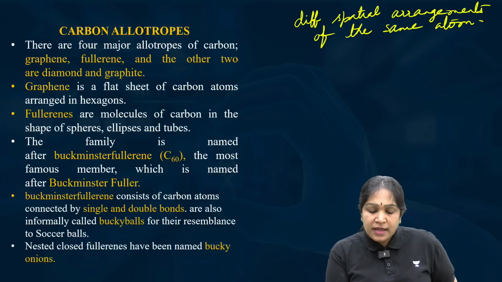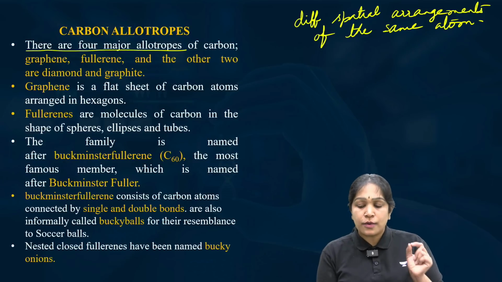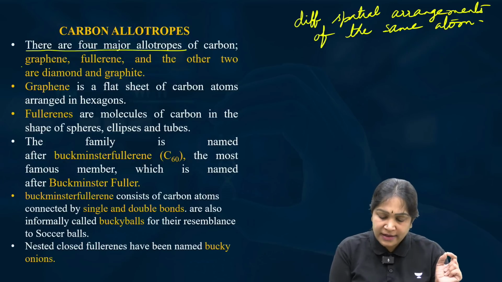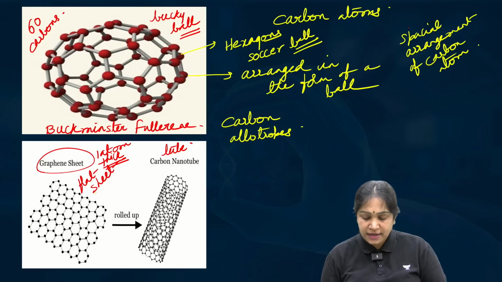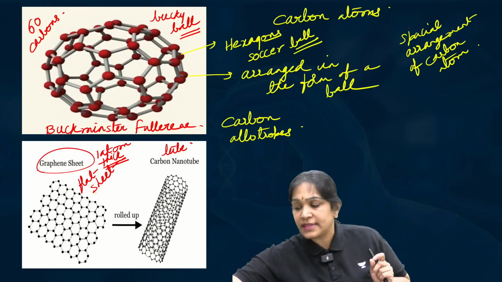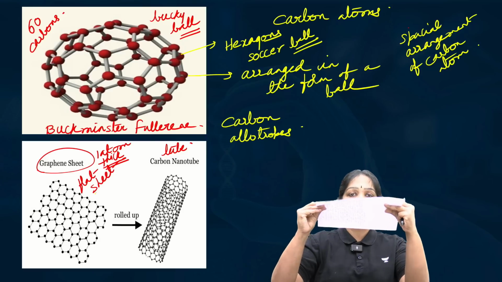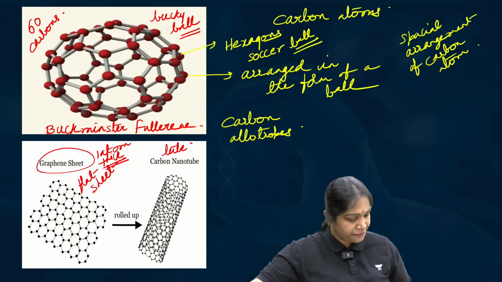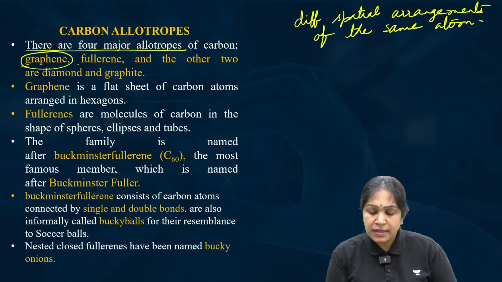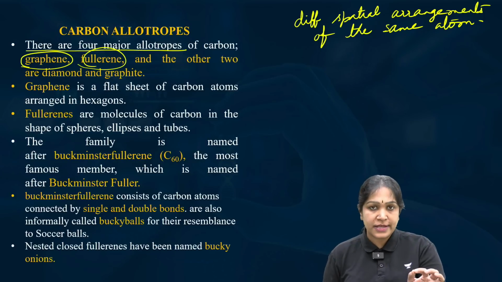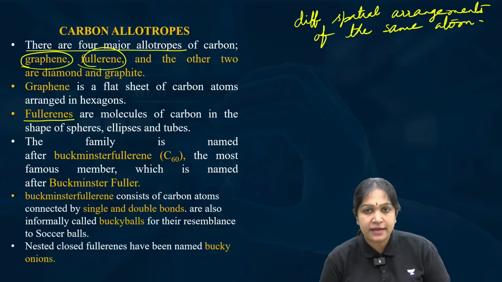There are four major allotropes of carbon. They are graphene, as we have seen. What is graphene? A one atom thick sheet of carbon atoms. Second one is fullerene. Then, what are the fullerenes? The fullerene definition is given here.